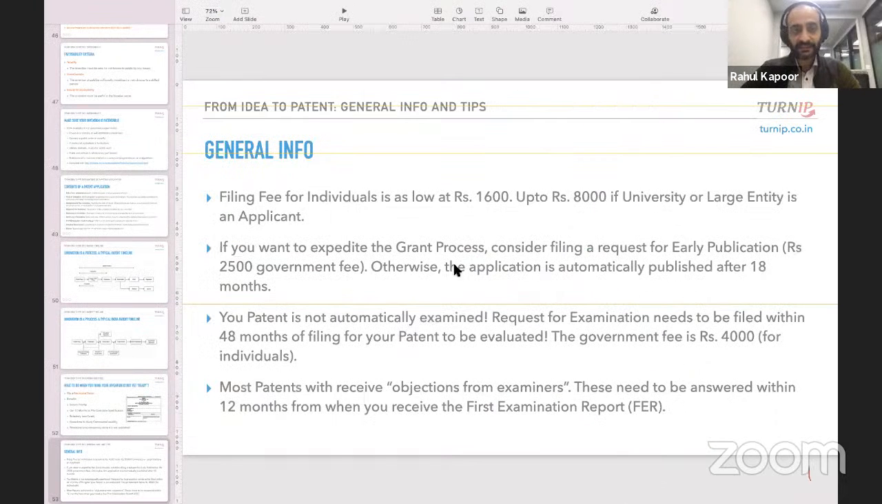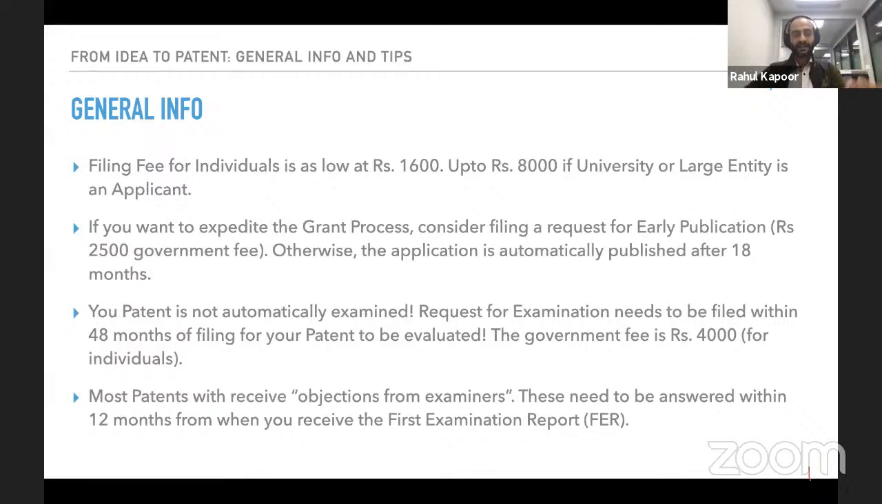I suggest, I have compiled this sheet, the general info and tips and tricks, to basically summarize all the things I have mentioned. So filing fee for individuals is low, 1,600 rupees, and 8,000 rupees for universities. I already told you, you can file an early publication, 2,500 rupees. Your patent is not automatically examined, so you need to file an examination request, which is form 18, 18A, and that is 4,000 rupees. And yes, you will need to answer the FER.